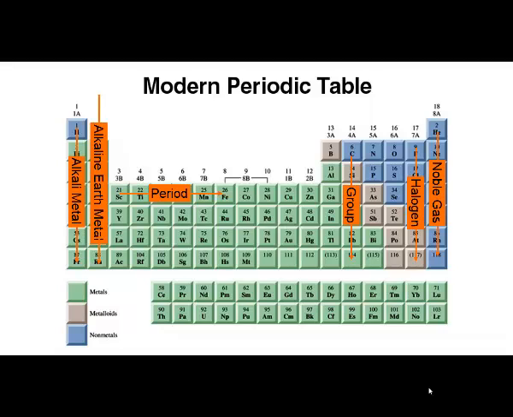There are a few other groups and families with specific names. I'm not going to ask that you memorize them at this point, though you will see them on some of the handouts for the course.